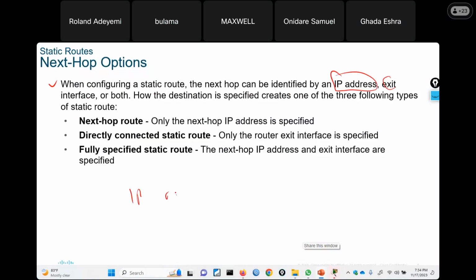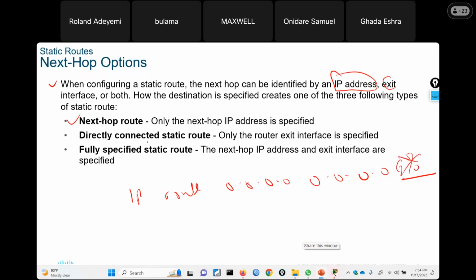I can also create my static route and say ip route 0.0.0.0 0.0.0.0. Instead of putting the IP address of the next router, I can put the interface that is taking me out. G0/0, whatever be the case. And I can combine the two, but this is not recommended.